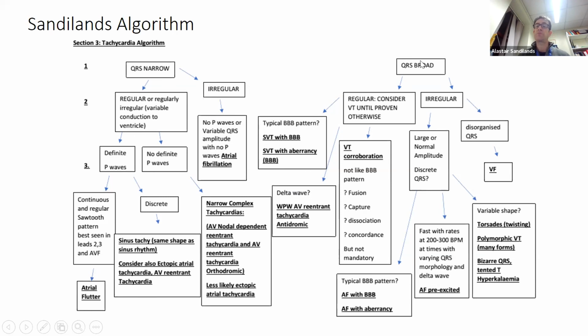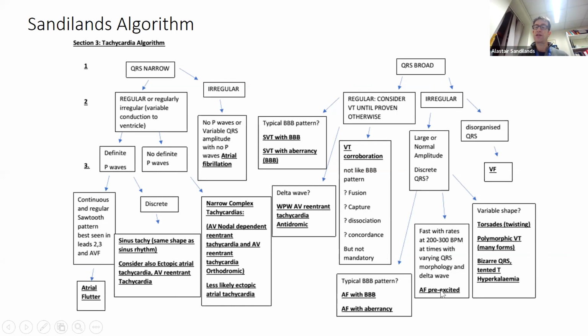Alternatively, we have a QRS being broad and irregular. It's an irregular rhythm. So now we look at the QRSs. Are the QRSs large or normal amplitude and discrete? So if they are discrete, do they have a typical bundle branch block pattern? If they do, then we know it's atrial fibrillation with bundle branch block or atrial fibrillation with aberrancy. Are there fast rates, up to 300 beats a minute, with varying QRS morphology and a delta wave? Then we've got atrial fibrillation pre-excited, which is atrial fibrillation and Wolff-Parkinson-White.